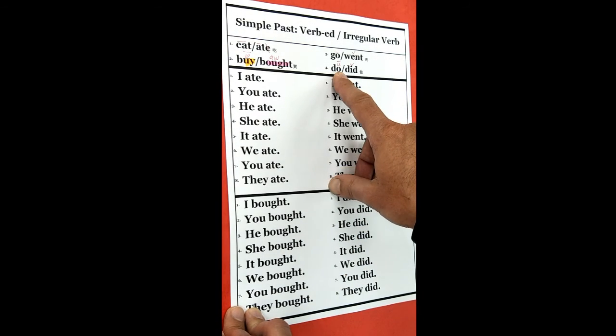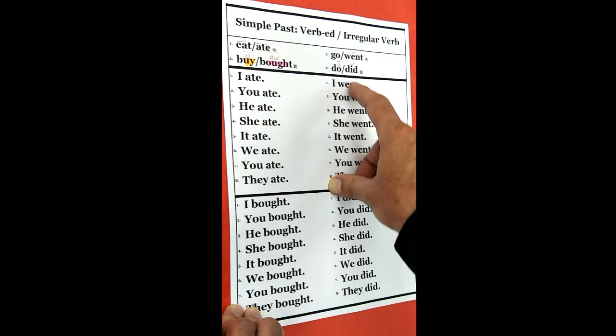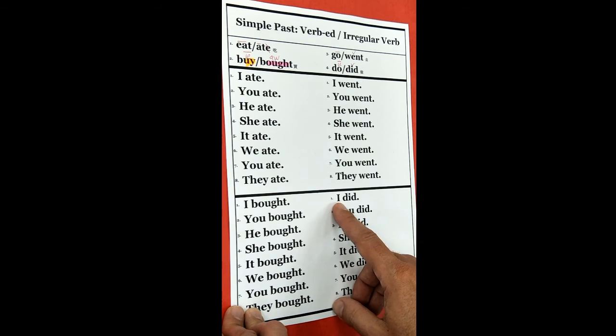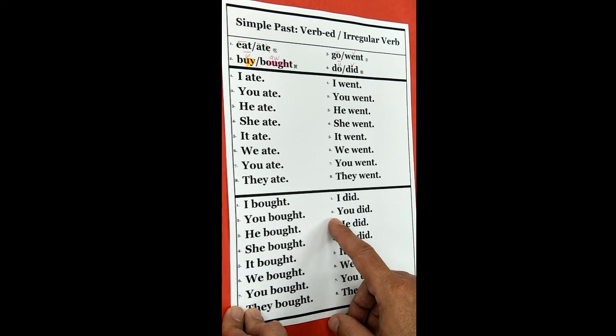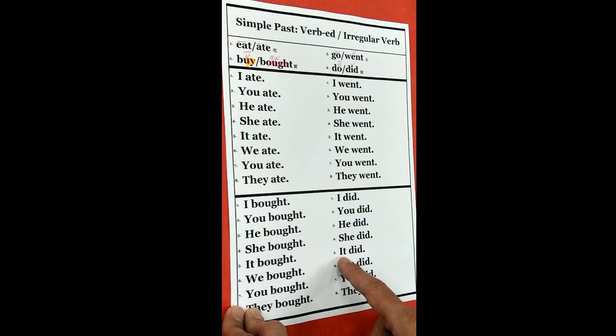The next one, 4, do, did. Did is the past tense. 1, I did. 2, you did. 3, he did. 4, she did. 5, it did. 6, we did. 7, you did. 8, they did.